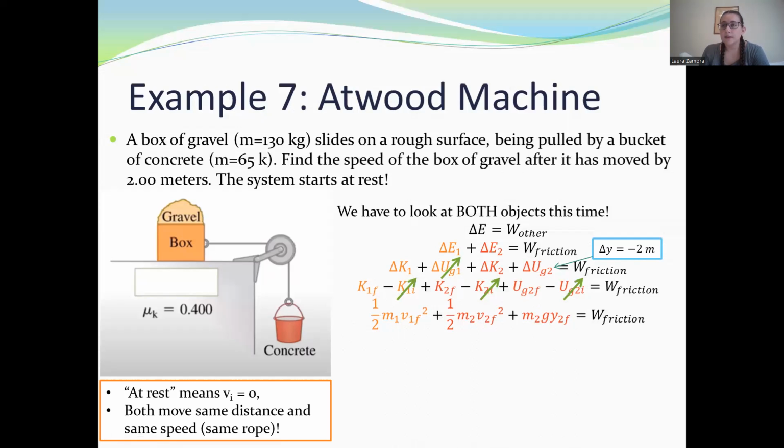Okay, in this case, we cannot cancel out the masses like we did in the previous examples because we're not talking about the same object in each of these terms, right? In this first term, we have the gravel box. The second and third terms are talking about the concrete bucket, and they don't have the same mass as each other. So we cannot cancel out that variable this time.